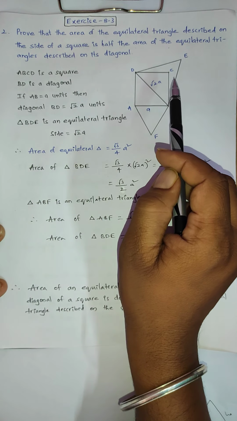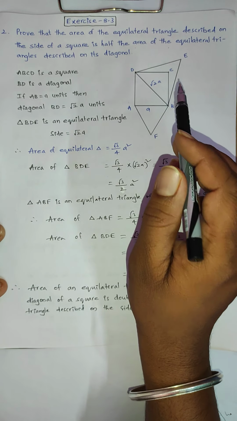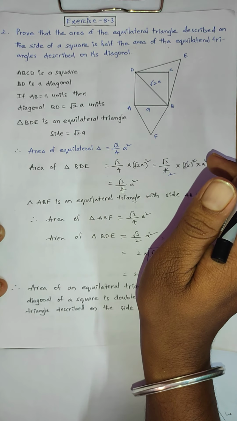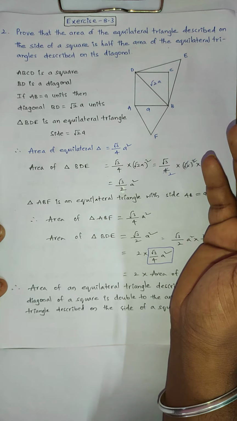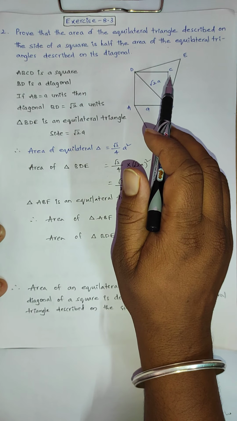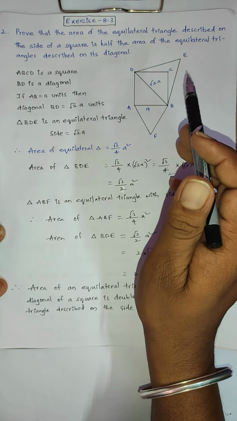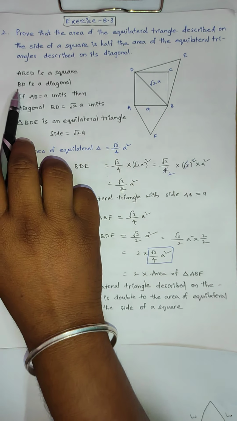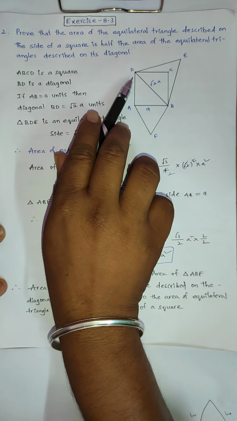Now we are asked to show that, there are two triangles, one diagonal equilateral triangle, one side equilateral triangle, and this area is half of the other triangle's area. The equilateral triangle built on the diagonal has the bigger area, and the equilateral triangle built on the side has the smaller area. Now ABCD is a square, okay, BD is a diagonal, right?